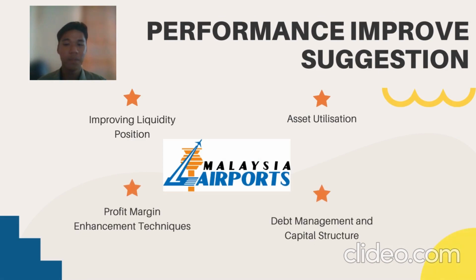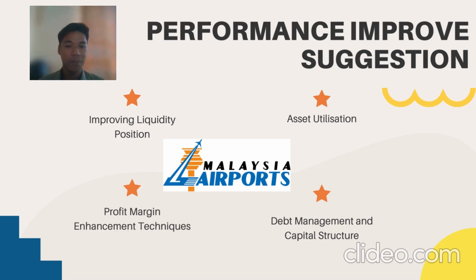Next, Malaysia Airport Holdings Berhad. First, improving liquidity position. In light of the reducing liquidity ratio, MAHB should concentrate on enhancing short-term liquidity through better asset management, or by looking at ways to acquire more fast assets. Next, asset utilization.